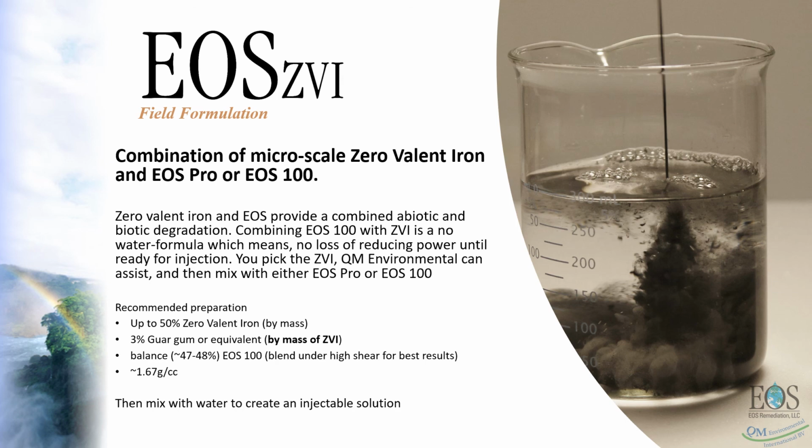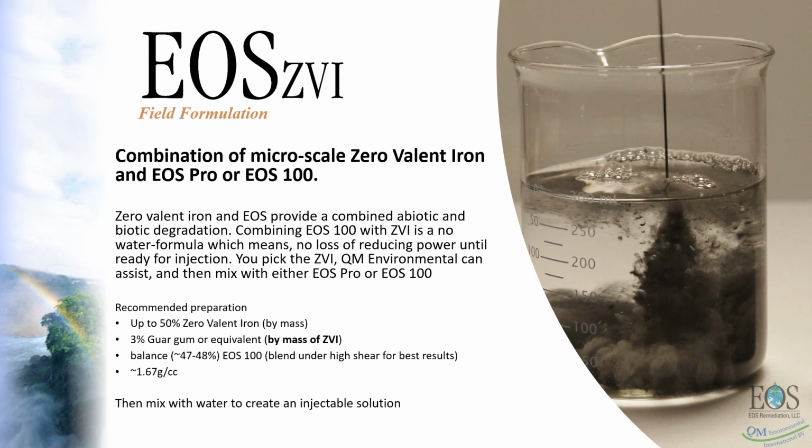And the reason for that is that EOS 100 is a waterless oil product. So it comes to you with no water added, and you would mix the ZVI with the EOS 100 in the field, thereby not losing any reducing power upon that initial mixing step. Once it's created, then you could dilute it with water and inject it. So you could wait and save all that zero valent iron reducing potential until the moment you're actually ready to prepare it and inject it into the aquifer.